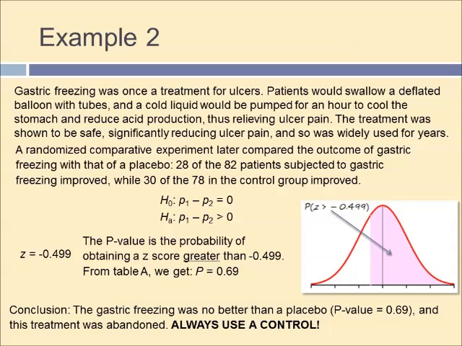In the first case, they did not compare this to any control. So there was no reason to think that it was better, worse, or anything. They just assumed it was better. In this case, the randomized comparative experiment showed that it really doesn't matter. So always use a control.